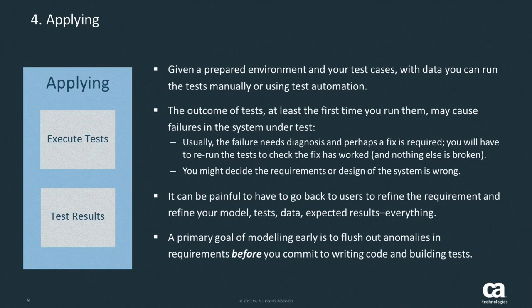Like, we made a mistake a month ago when we decided this was the requirement and this was the model and these were the valid paths. It could be that you have to go back and refine the model in some way to align with a better requirement, or for the model to align better with the requirement. At any rate, the primary goal of modeling early in projects, whether in an Agile team or in a waterfall or structured environment, is to flush out anomalies in requirements before you commit to writing code and building tests. So I really just want to remind you that the true value of modeling is to do the modeling in parallel with the thinking about requirements and design.